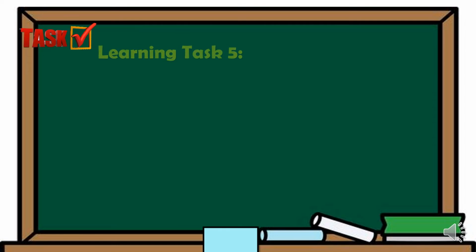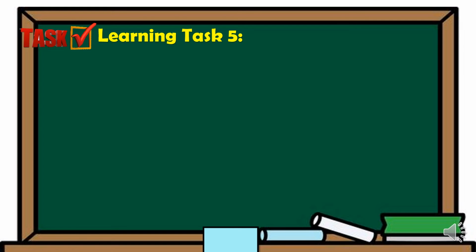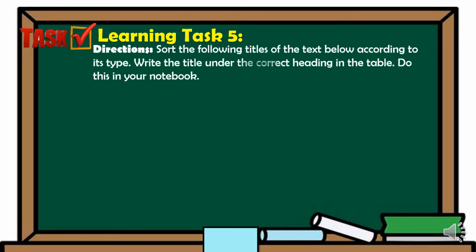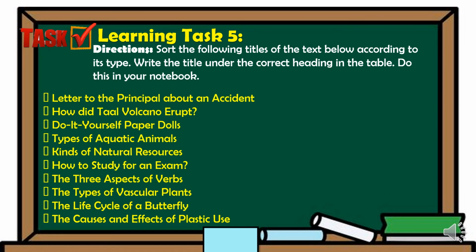Okay, so this time let us move on to learning task 5. Directions. Sort the following titles of the text below according to its type. Write the title under the correct heading in the table and do this in your notebook. So we have the letter to the principal about an accident. How did the Taal volcano erupt? Do-it-yourself paper dolls. Types of aquatic animals. Kinds of natural resources. How to study for an exam.